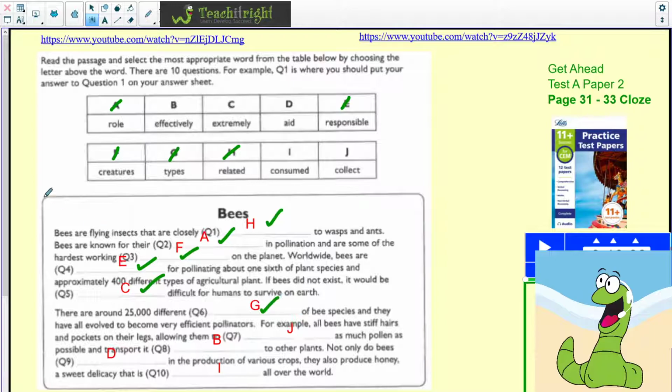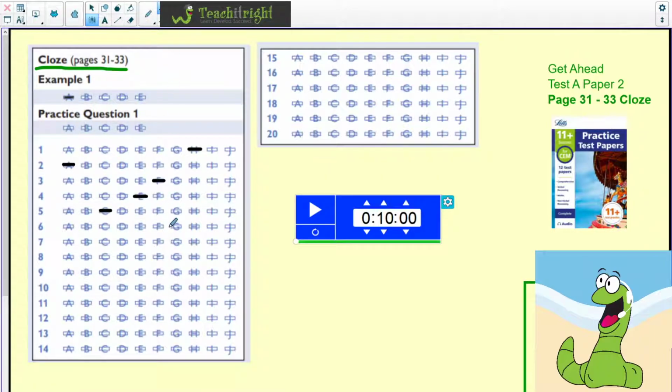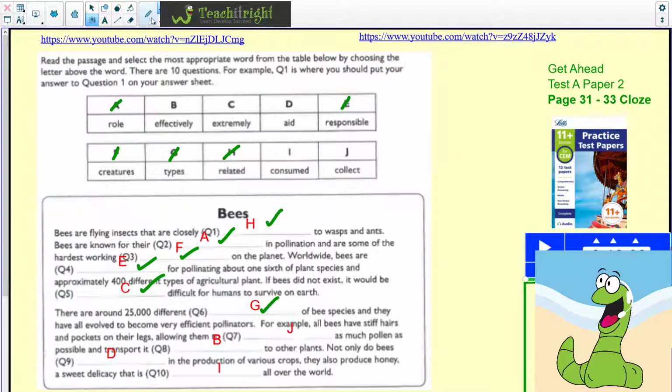So G was the answer to number 6. And again, we can mark that down clearly on our multiple choice sheet. So just a horizontal line. If you do make any mistakes, then of course rub it out and then do mark your answers down. So let's have a look at the next one.